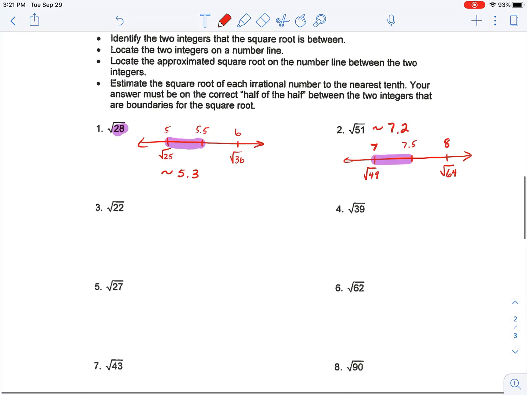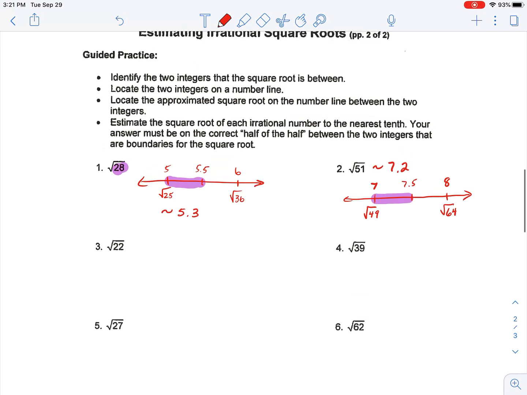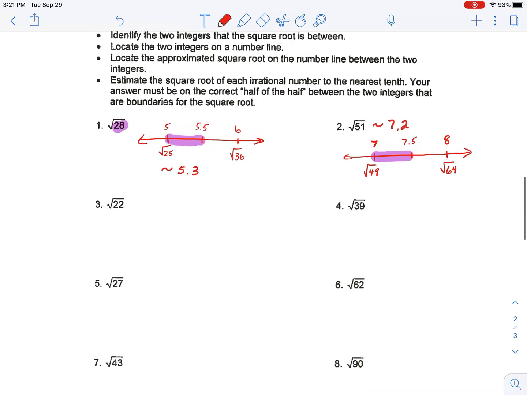So when we estimate irrational square roots, again, we're going to identify the two perfect square numbers that it's between, and then decide if it's closer to the lower one or closer to the higher one, and then estimate it to the nearest tenth. This is the process that you're going to go through to estimate irrational square roots.